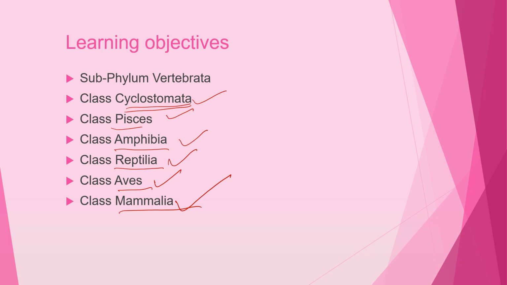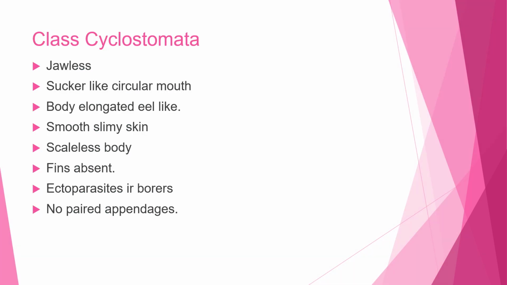So today we are discussing the 6 classes which fall under the subphylum Vertebrata. Let us start with today's episode. Here comes the first class, class Cyclostomata. What are the main characteristics of the animals of this class?